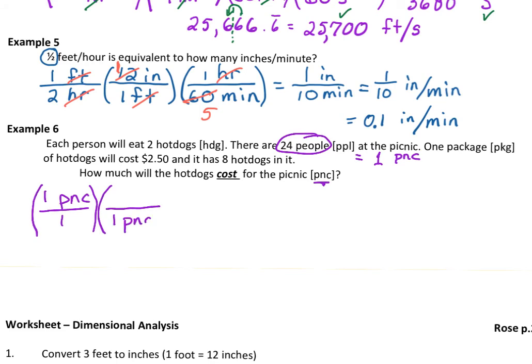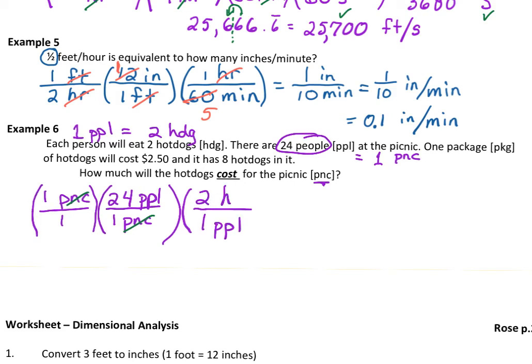1 picnic equals 24 people. And by writing it that way, I can cancel my picnics. No, don't cancel the picnic. In fact, invite me. Okay, 24 people. Each person, or 1 people, will eat 2 hot dogs, HDG. Okay, so 1 people, 2 hot dogs. The English language and the mathematical symbols sometimes are problematic. Okay, so 1 person equals 1 people. All right, person, hot dogs.